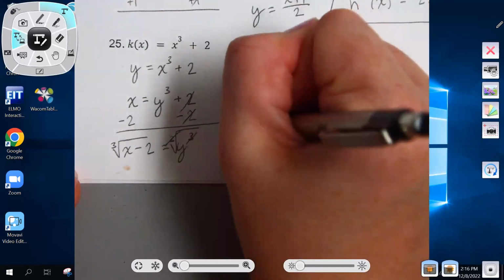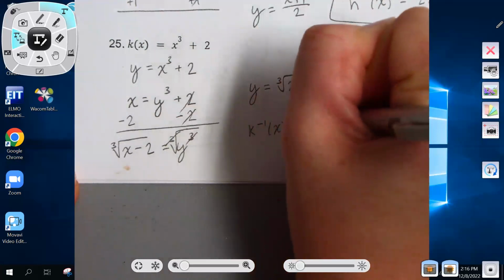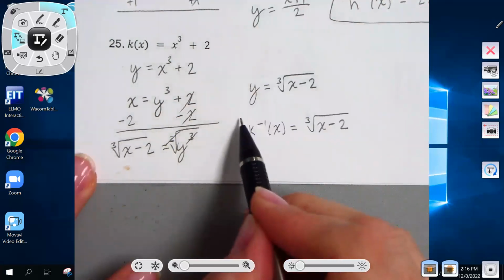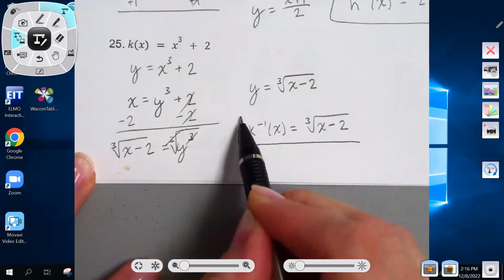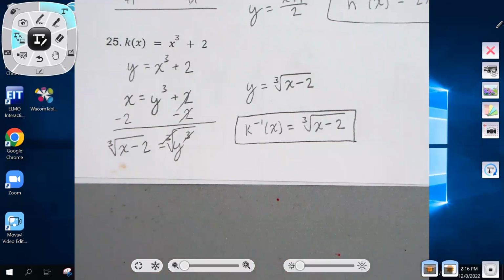Change back to inverse function notation. k inverse of x equals the cube root of x minus 2. I can't think of a different way that you could have it. This will probably be the only answer.